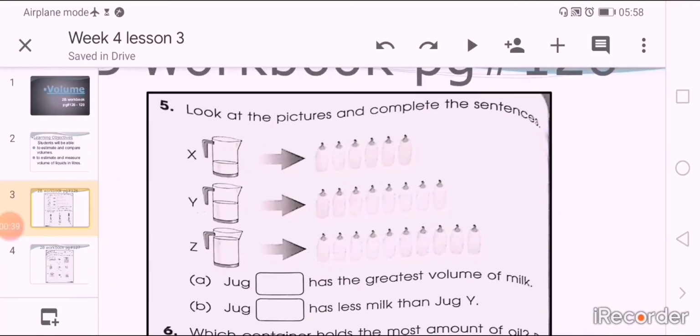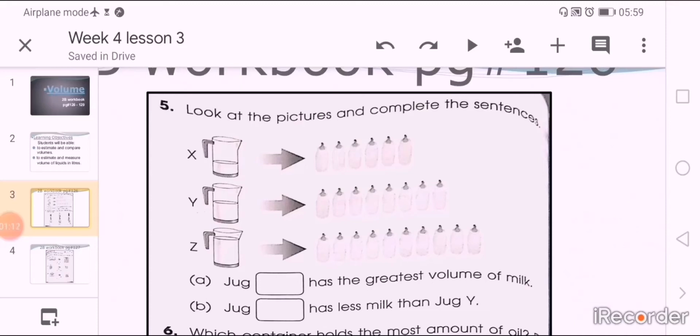Question number 5. Look at the pictures and complete the sentences. We have 3 jugs here, X, Y and Z. In front of each jug there are some bottles. The milk from the jugs is poured into the bottles, so we can compare them easily. Look at jug X. From jug X milk, 6 bottles are filled. From jug Y 8 bottles are filled, and from jug Z 10 bottles are filled.